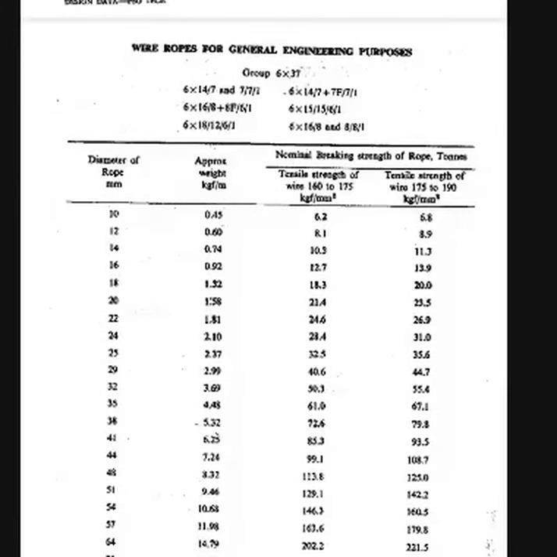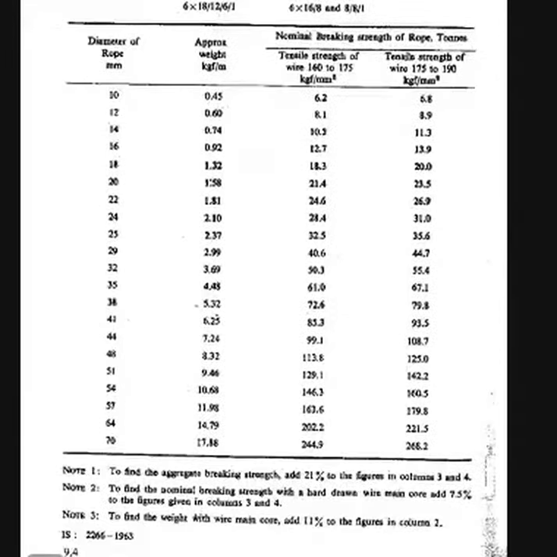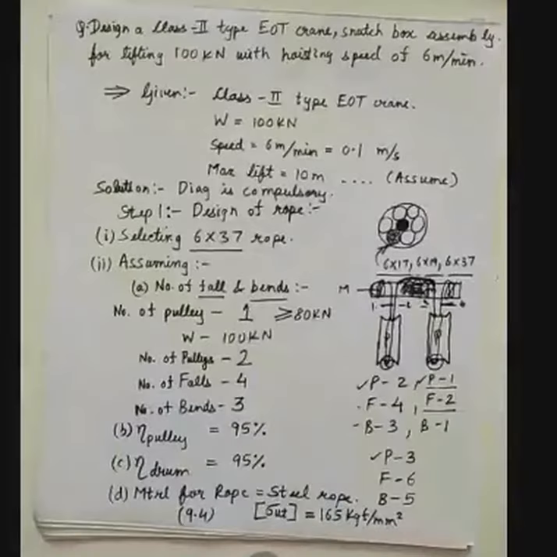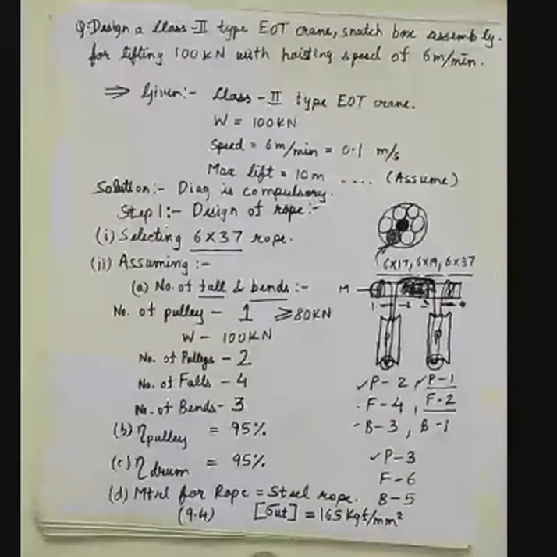So let us select from the third column. Let us select it as 165 kgf per mm square. Coming back to the screen, select 165 kgf per mm square.